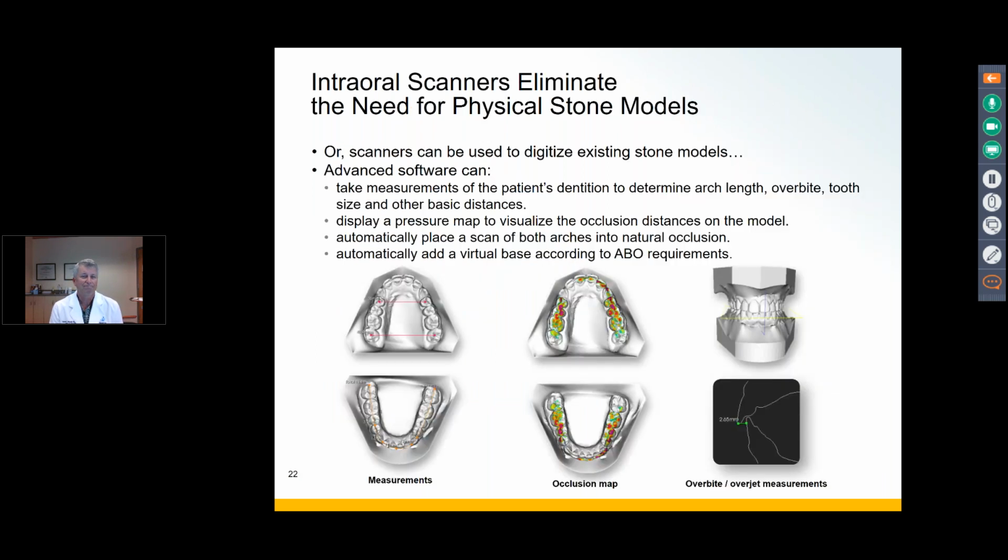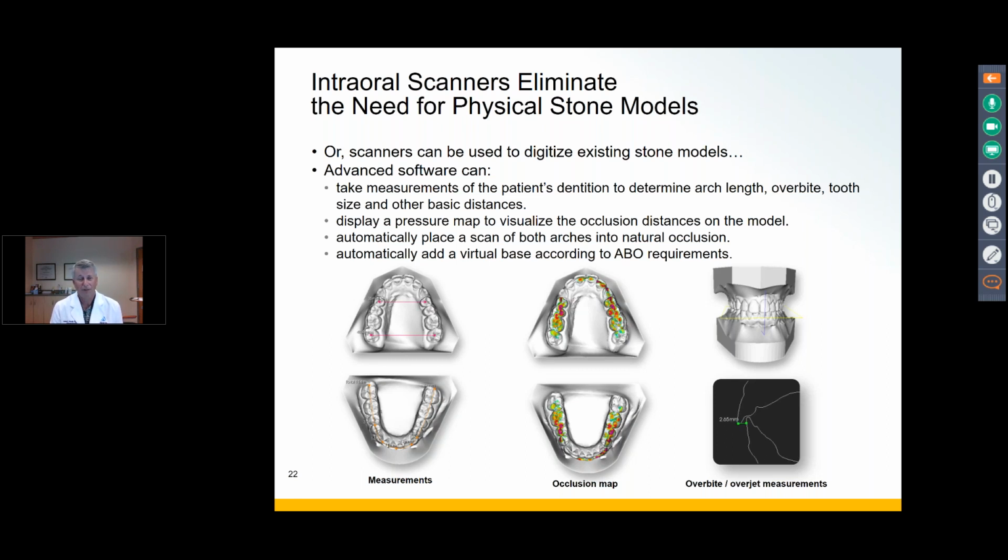When we look at scanners and eliminating the need for stone models, it's a big time saver, but better than that, you can use these intraoral digital scans for diagnostic purposes. So advanced software can take measurements on the patient's dentition. We do Bolton's analysis, arch length analysis. You can look at overbite, overjet measurements, display pressure from an occlusogram, basically, on these models, scanning them in, where you can look at it from all three planes of space.